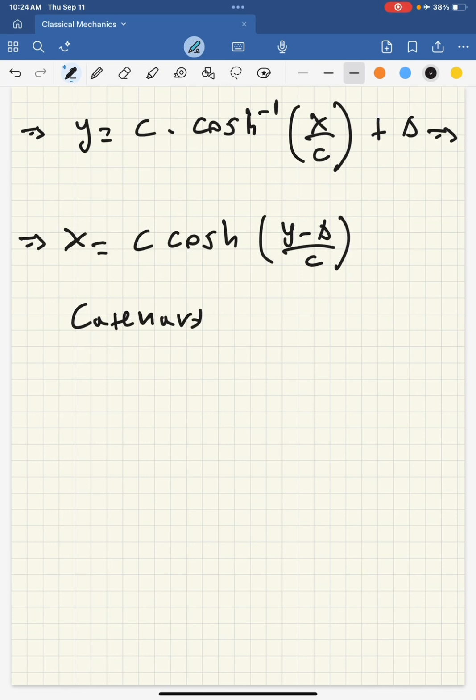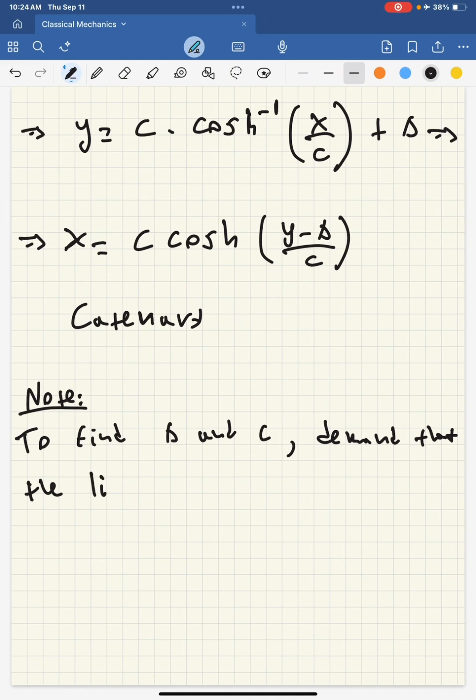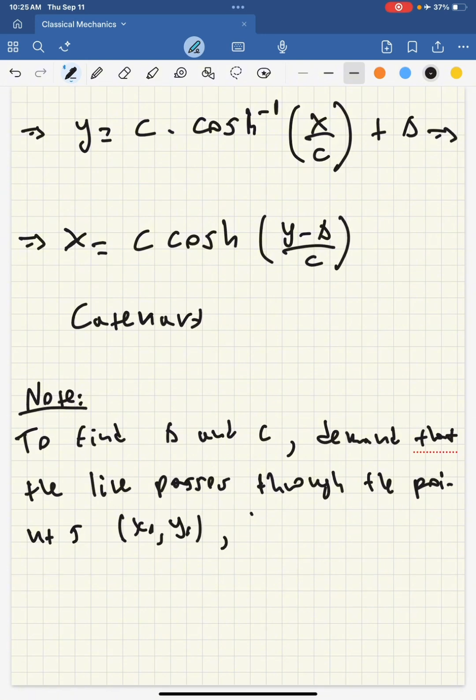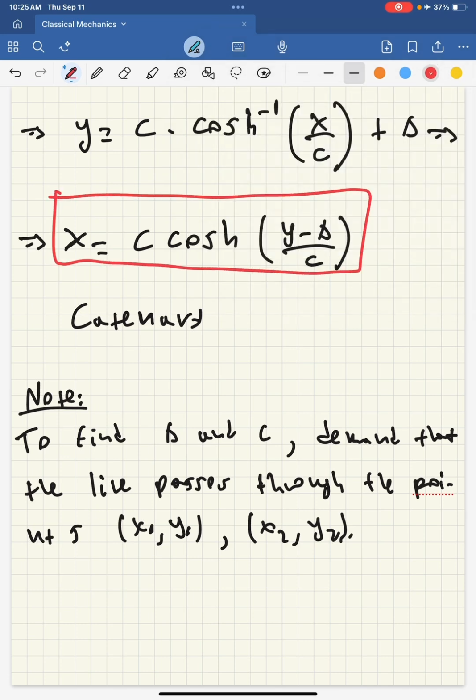And this is the equation of the line. Now, if you want to find the constants b and c, I'm going to write this as a note: to find b and c, demand that the line passes through the points x1, y1, and x2, y2. Okay, simple as that.